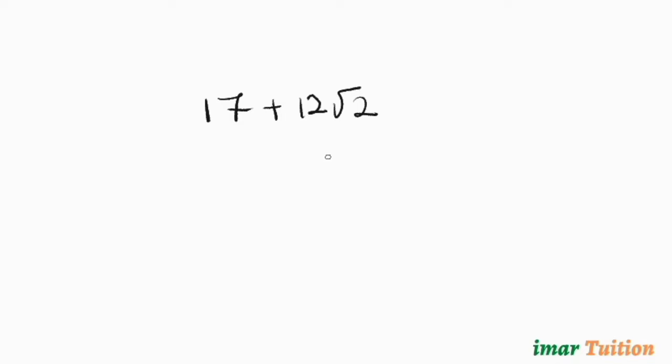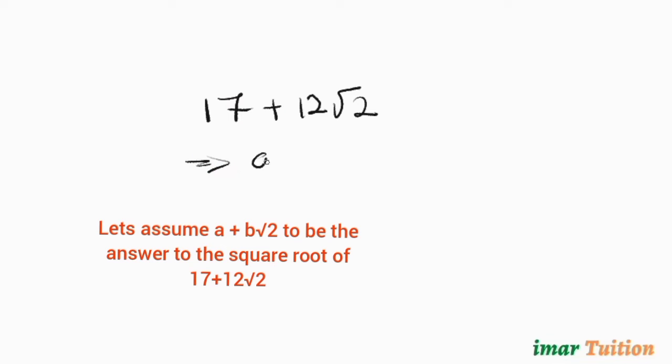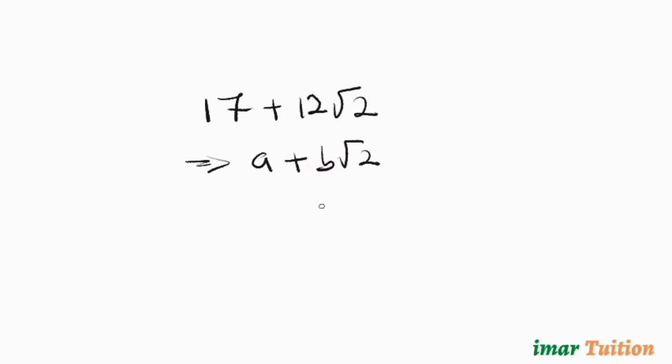We are asked to find the square root of 17 plus 12 root 2. Let us assume that our answer will take the form of a plus b root 2. Okay. Now let's expand a plus b root 2. Let's square it. Let's see what we have.